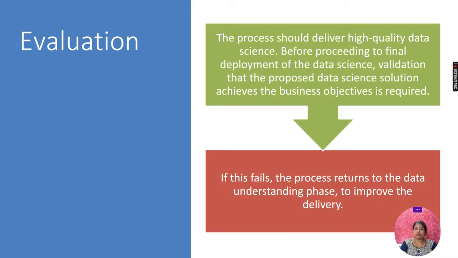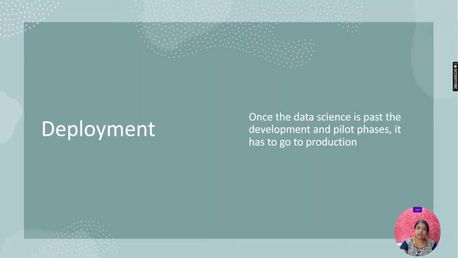Then comes evaluation. The process should deliver high quality data science before proceeding to final deployment. Validation that our processed data science solution achieves the business objective is required. If this fails, the process returns to the business understanding phase to improve the delivery of the system. So the evaluation phase is very important, and if in the evaluation process some data is not proper, then we can again go to the data understanding phase and try to understand the data again.